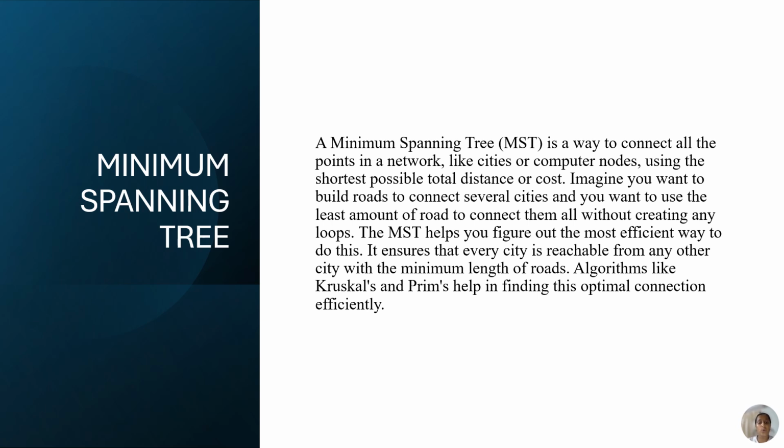Imagine you want to build roads to connect several cities and you want to use the least amount of road to connect them all without creating any loops. For this, the minimum spanning tree helps you figure out the most efficient way to do this. It ensures that every city is reachable from any other city with the minimum length of roads. Algorithms like Kruskal's and Prim's help in finding these optimal connections effectively.